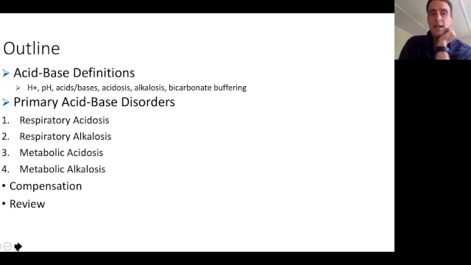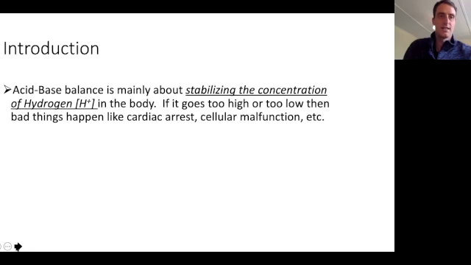Here's the outline. We'll just start with some basic definitions. I may speed through these since this is probably familiar to you from some of your undergrad or medical school studies. And then we'll spend more time on primary acid-base disorders, going through the four major disorders, talk about compensation, and then move on to review using the case discussion that we sent.